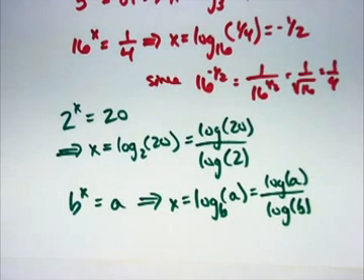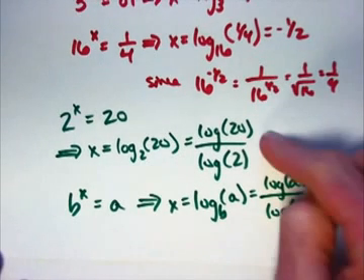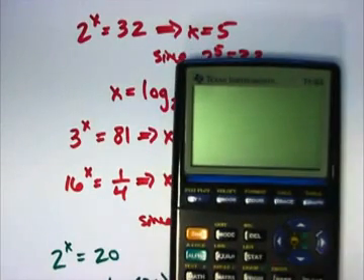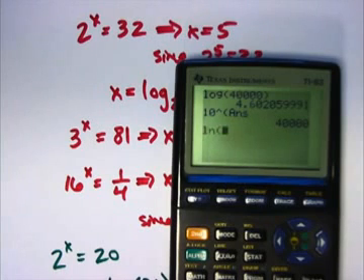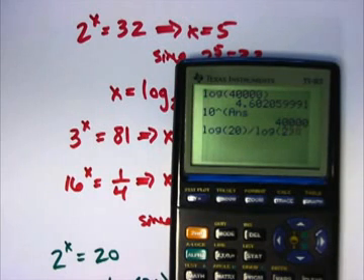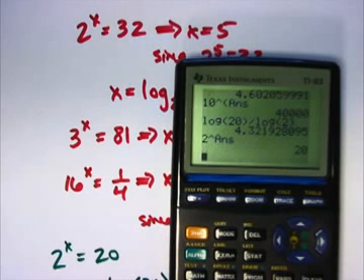Anyway, let's do that on the calculator. Up here, log base 10, common logarithm of 20 divided by logarithm of 2. I can type it in like this. Oops. Log of 20 divided by log of 2. It is between 4 and 5: 4.32. If I take 2 and raise it to that number, I get 20. It worked.